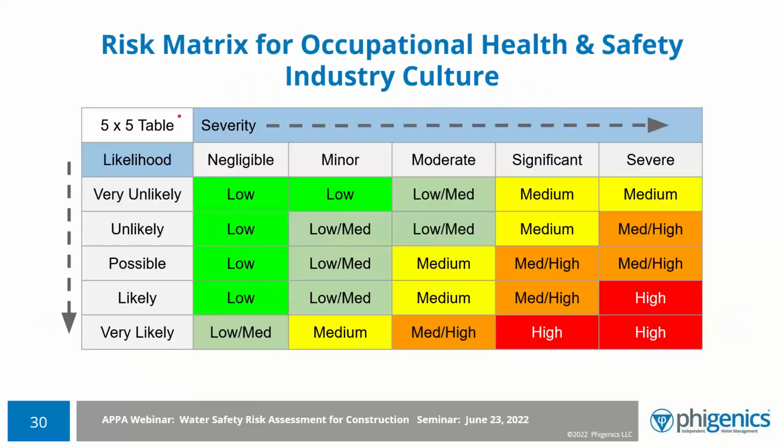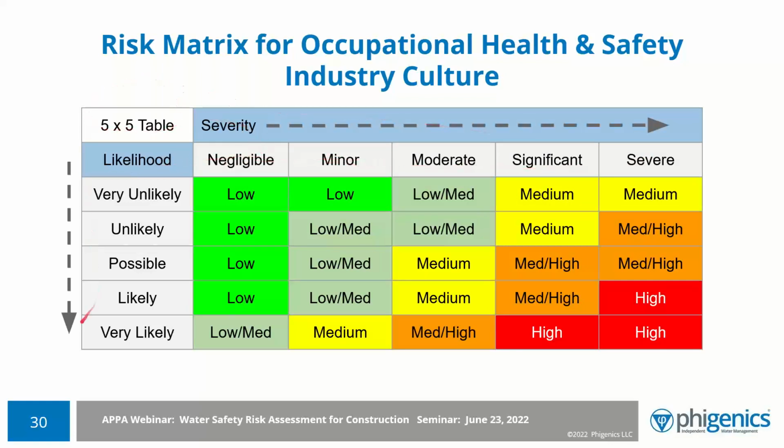So many of you have probably seen a table like this. This is a risk matrix. It's from Occupational Health and Safety. It's an industry culture thing. I'd be surprised if on your campus you're not using some version of this for something. This is very common from the 1970s in aviation and transportation, or in the financial sector. And they look at severity on a scale from negligible to severe. This is a 5x5 table.